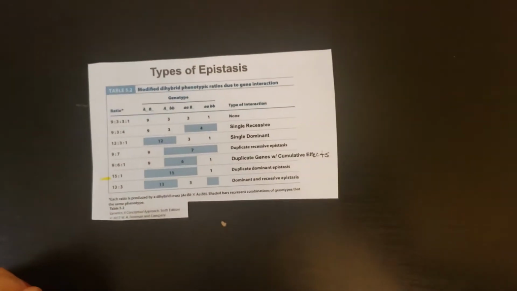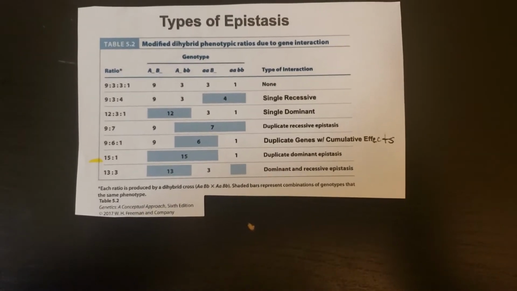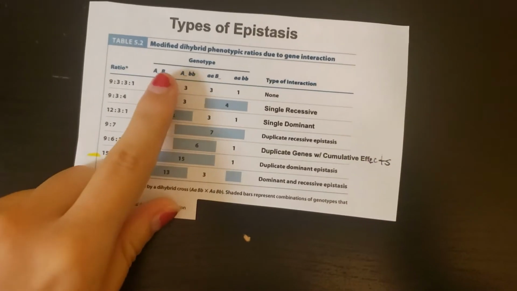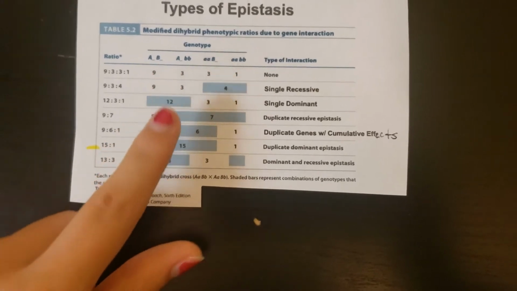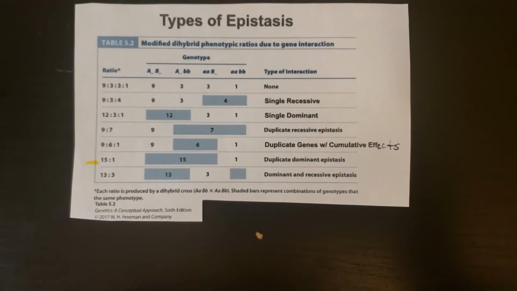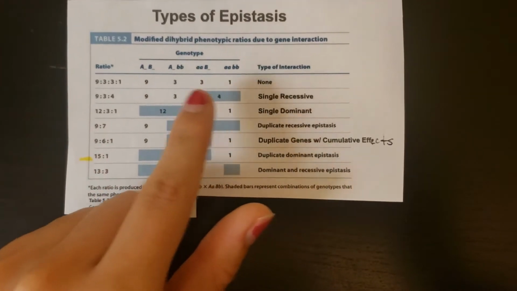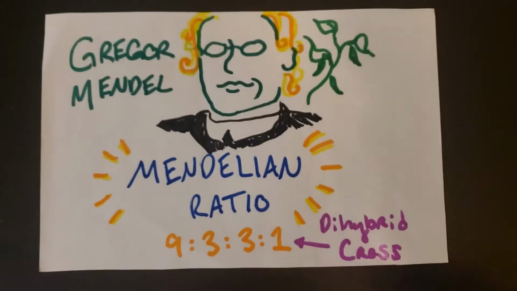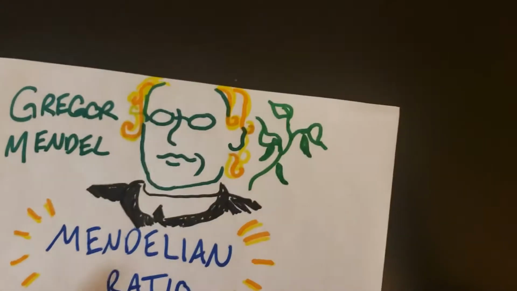So there's many different types of epistasis. This chart is depicting just 6 versions of epistasis. It's saying that these genotypes here at the top have different phenotypic ratios for each type of epistasis. The reason they're changing is because they're all versions or modifications, seen here at the top, of the Mendelian ratio. The Mendelian ratio is from Gregor Mendel, a dihybrid cross, and it's F2 progeny.